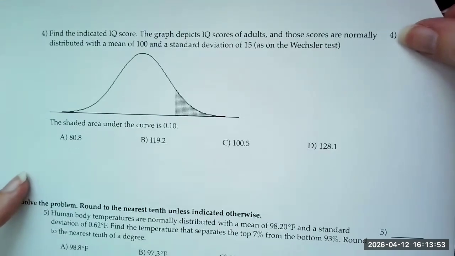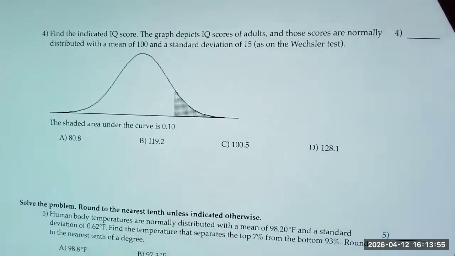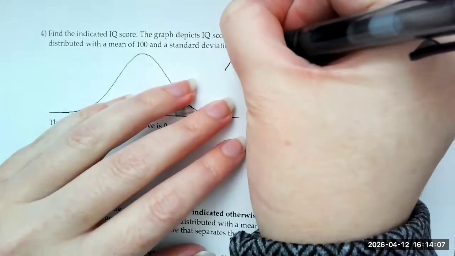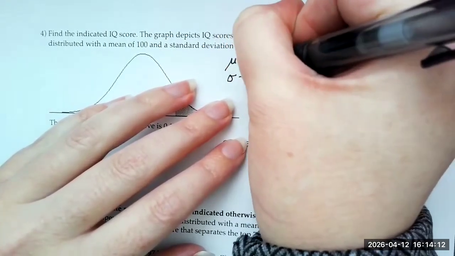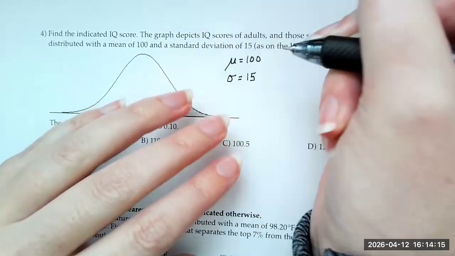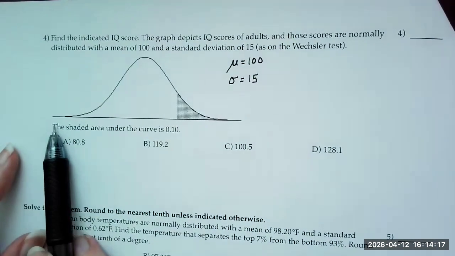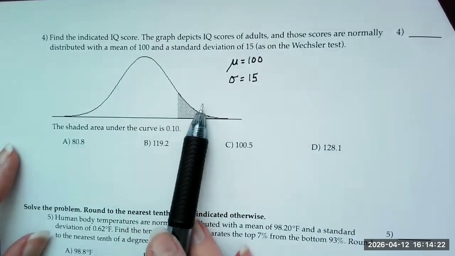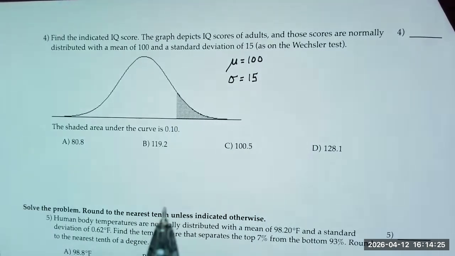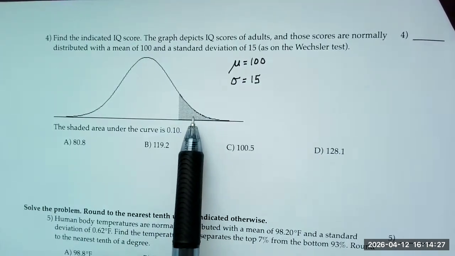Number 4 says, find the indicated IQ score. The graph depicts IQ scores of adults, and those scores are normally distributed with a mean of 100 and a standard deviation of 15. So same two values as the last problem. But now it says the shaded area under the curve is 0.10. So they're telling us that we have 10% of the data in this tail over here.